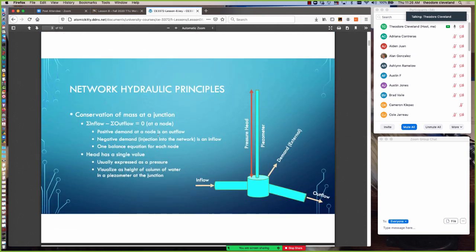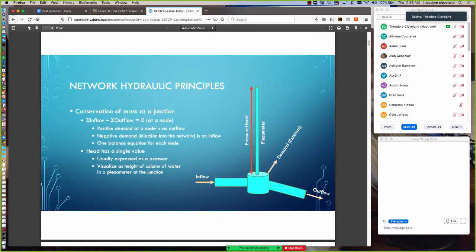So the network hydraulic principles, there are really only two that are significant. The first is that at a junction, mass is conserved. And what that translates to in a pressurized pipeline network is that the sum of the inflows minus the sum of the outflows is equal to zero at a junction or a node.